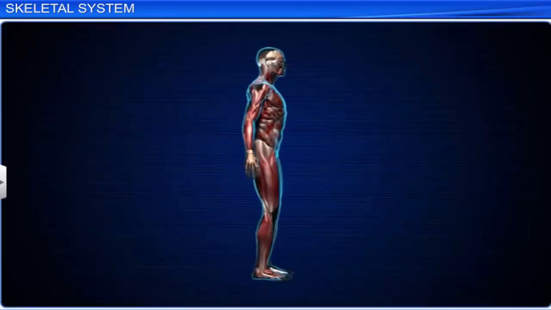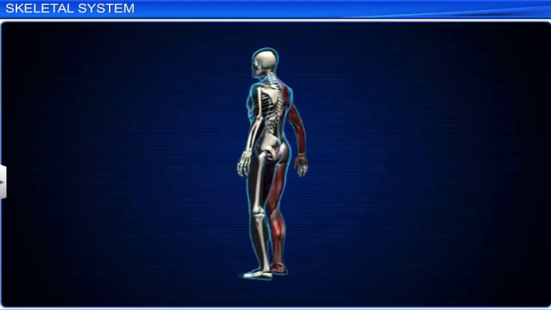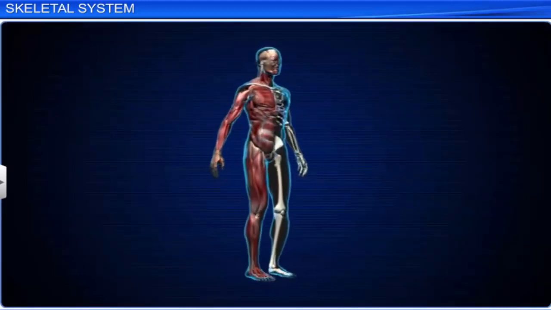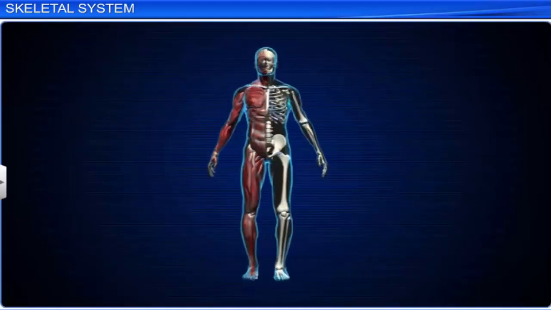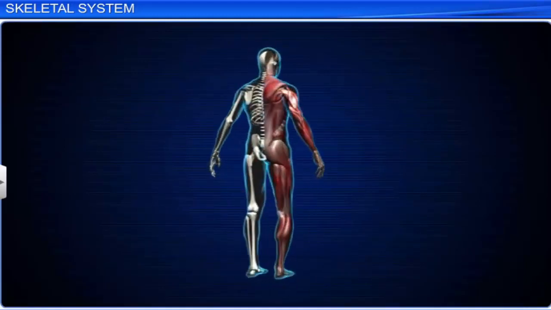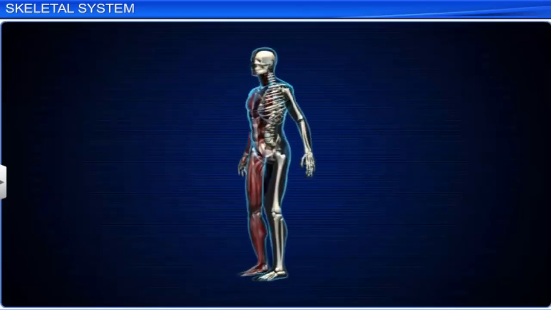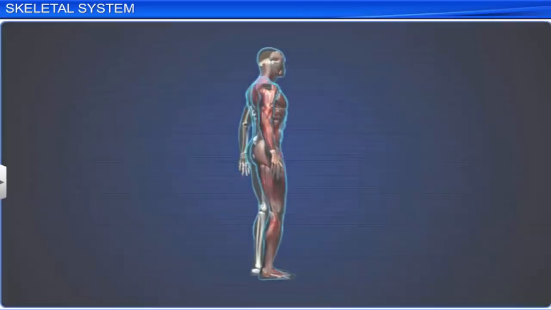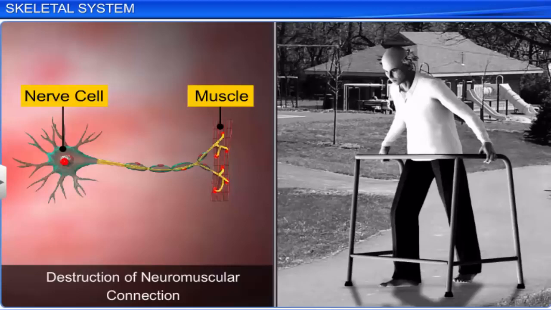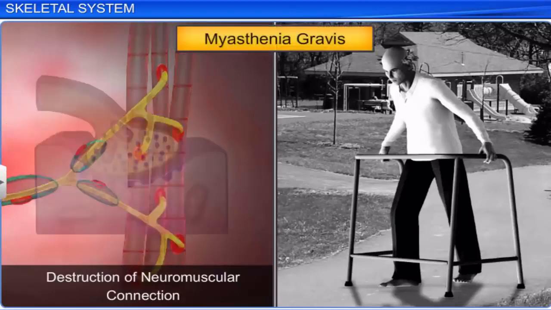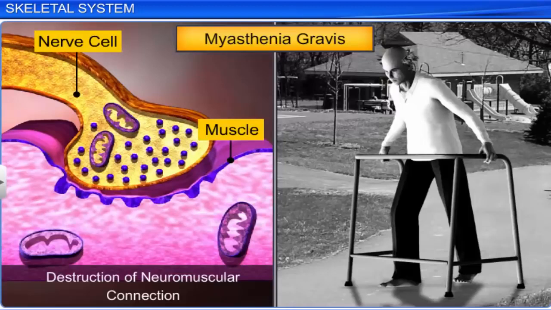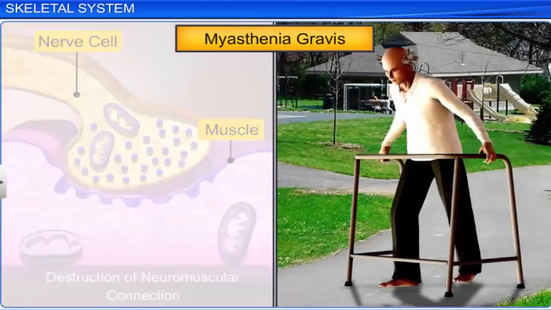In this way, the skeletal and muscular systems function in a perfectly coordinated manner. However, over a period of time, these systems may begin to show wear and tear or exhibit some disorders. One such disorder is myasthenia gravis, which is an autoimmune disorder that affects the neuromuscular junction characterized by fatigue, weakening and paralysis of the skeletal muscles.